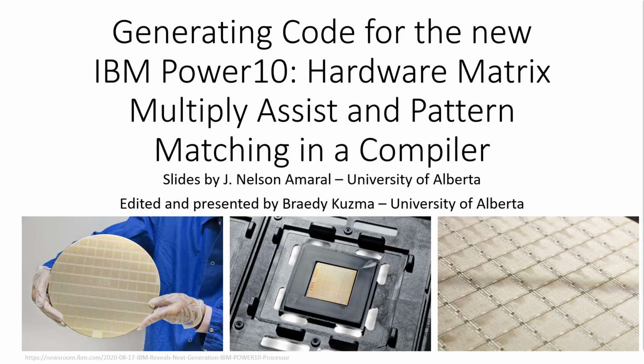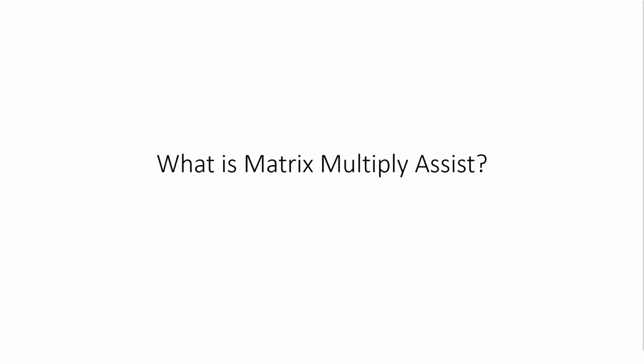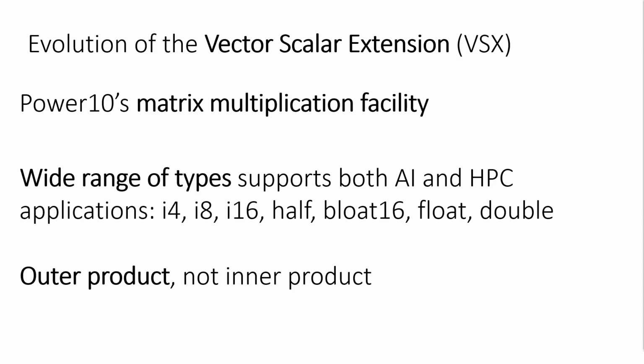I'm here to present our work on producing efficient matrix multiplications using IBM Power 10's matrix multiply assist in the LLVM compiler. First of all, what is matrix multiply assist? It is an evolution of the vector scalar extension, which was previously available in Power 9 and still in Power 10. It is Power 10's matrix multiplication facility, meaning it is specifically focused on producing matrix multiplication operations.